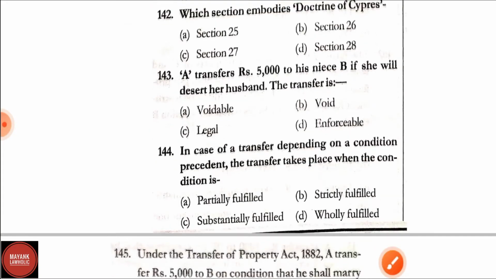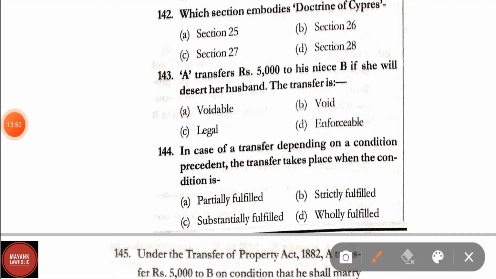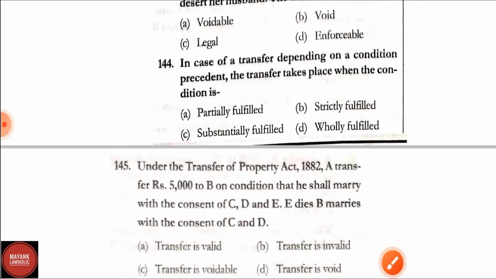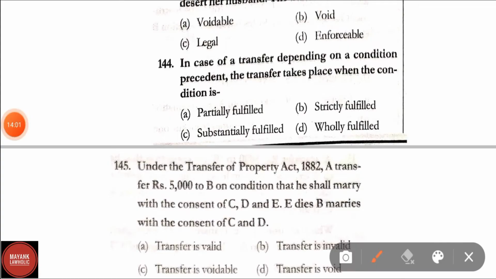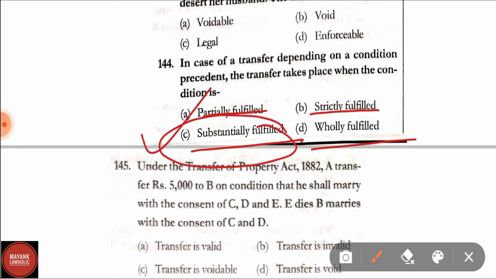Question number 143. A transfers rupees 5000 to his niece B. If she will desert her husband, the transfer is void. Question number 144. In case of a transfer depending on a condition precedent, the transfer takes place when the condition is partially fulfilled, strictly fulfilled, substantially fulfilled, wholly fulfilled. Here the correct answer is option C, that is substantially fulfilled.